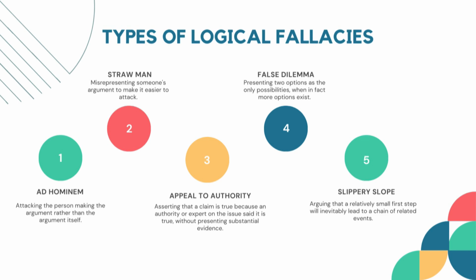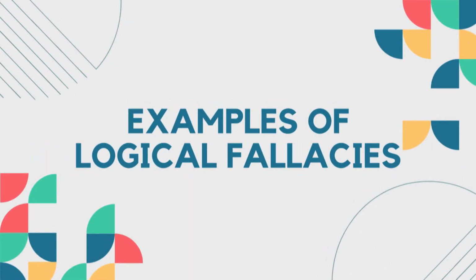False dilemma: presenting two options as the only possibilities, when in fact more options exist. Slippery slope: arguing that a relatively small first step will inevitably lead to a chain of related events. Now, let's move on to the examples of logical fallacies.